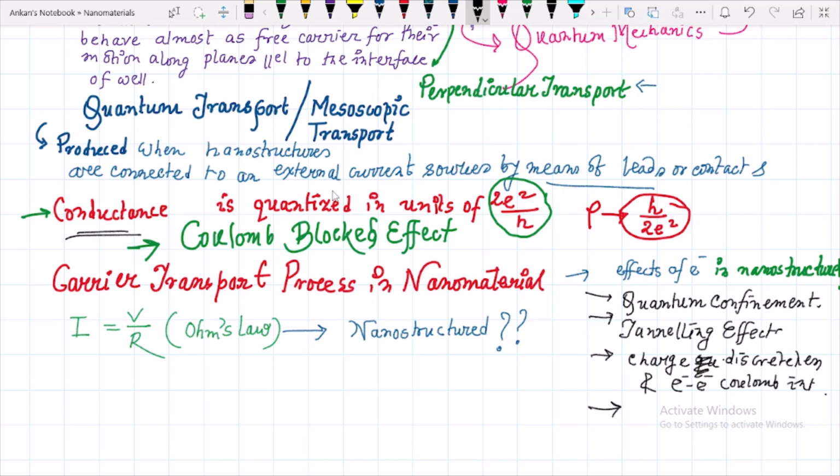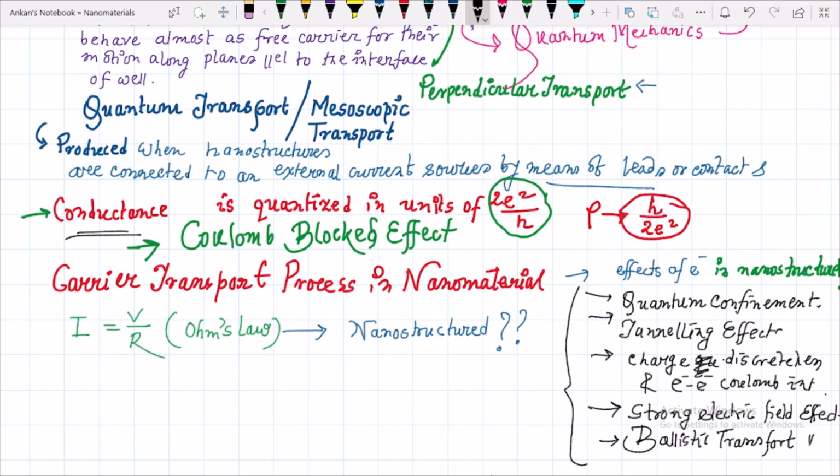The fourth one is the strong electric field effect. If we apply a strong electric field to the system, what will change? We will see the strong electric field effect. And the last one is the ballistic effect, the ballistic transport effect. Which effect will be dominant in which cases? I will give you the conditions now.